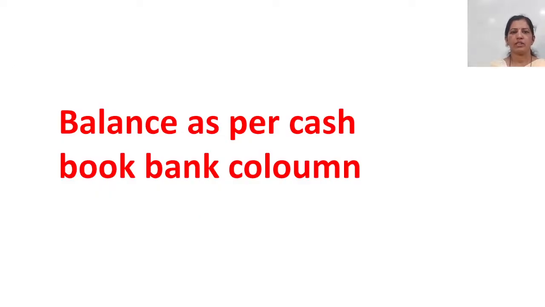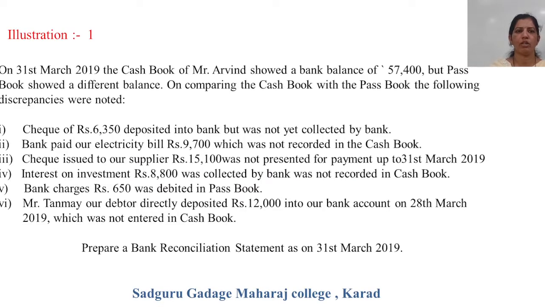Today we are going to see a practical problem on bank reconciliation statement. Balance as per cash book, bank column. See the first illustration. On 31st March 2019, the cash book of Mr. Arvind showed a bank balance of rupees 57,400, but the passbook showed a different balance. On comparing the cash book with the passbook, the following discrepancies were noted.